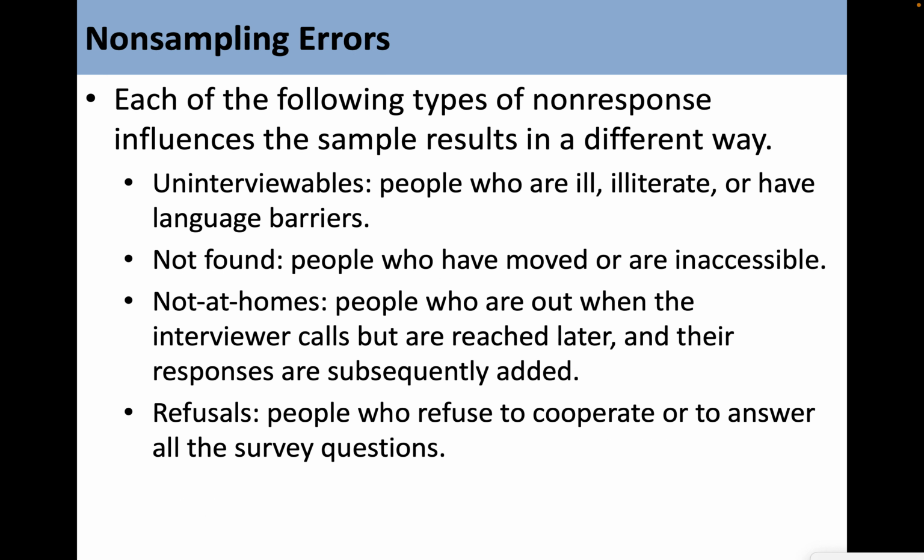Each of the following types of non-response influences the sample results in a different way. Uninterviewables: people who are ill, illiterate, or have language barriers. Not found: people who have moved or are inaccessible. Not at homes: people who are out when the interviewer calls but are reached later and their responses are subsequently added. And refusals: people who refuse to cooperate or to answer all the survey questions.